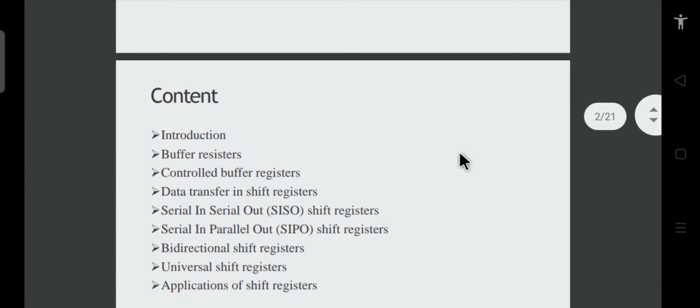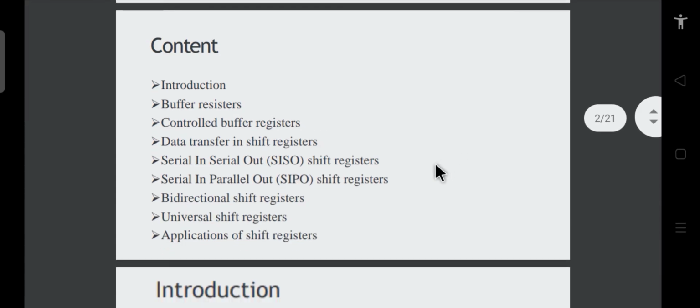In this lecture, we will discuss registers. The contents of this lecture will be: first we will discuss what registers are, and then we will discuss various types of registers like buffer registers, controlled buffer registers, data transfer in shift registers, that is the shift registers, and how the data transfer takes place in the shift registers.